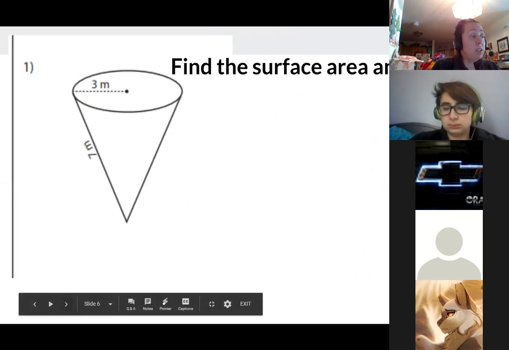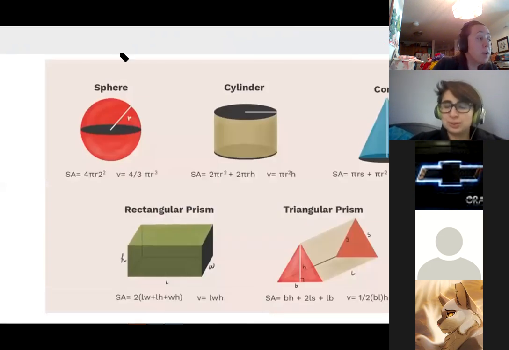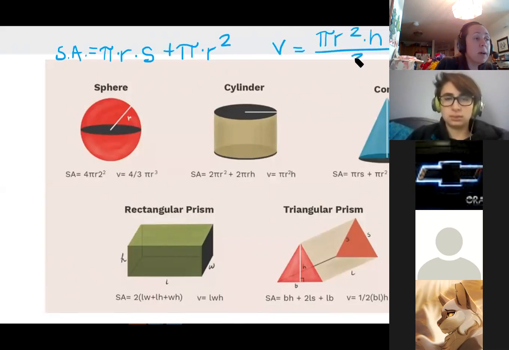All right, next one. We have a cone here. We first need the formula for the volume of a cone and the surface area. Surface area of a cone is pi times the radius times the slant height plus pi times radius squared. Volume, we're going to go pi r squared times h divided by 3.